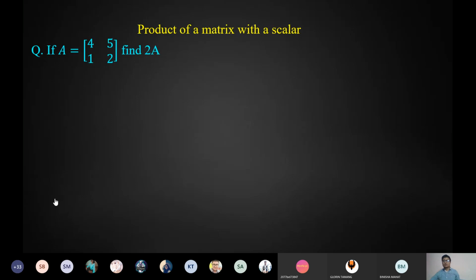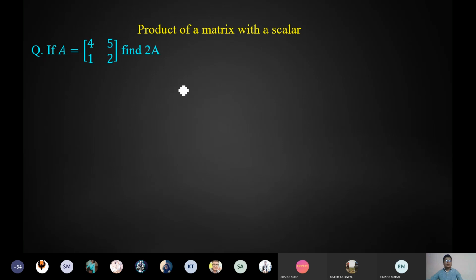Let me see the number of students. Okay, 45 students are present. This is a satisfactory number. I expected more students here. Okay, Shreyas is also here. 47, 46. Yes sir, now it is 46. Yeah, that's good.